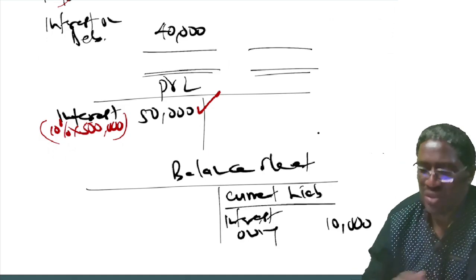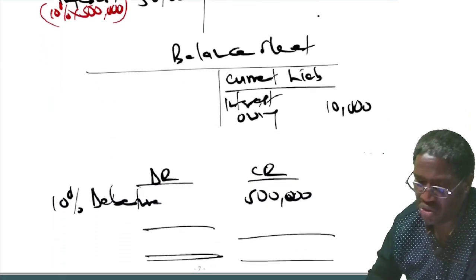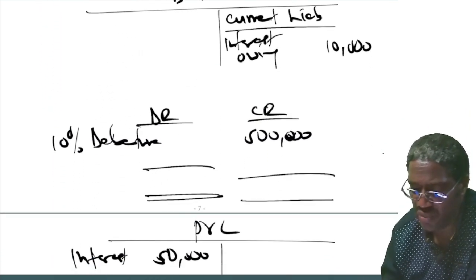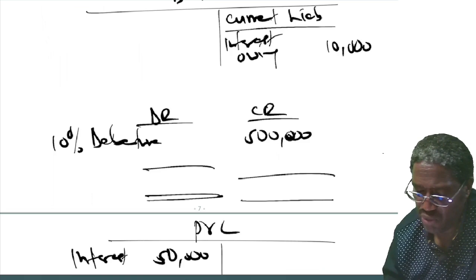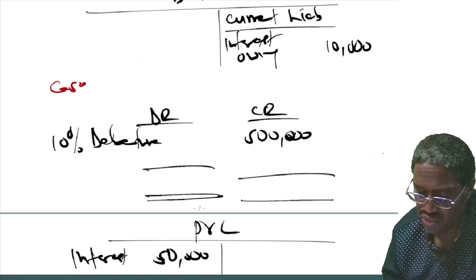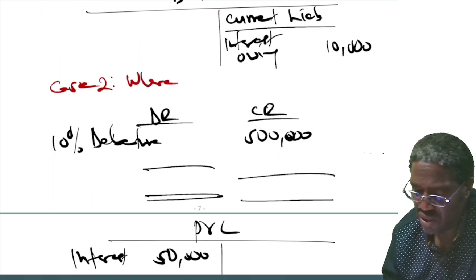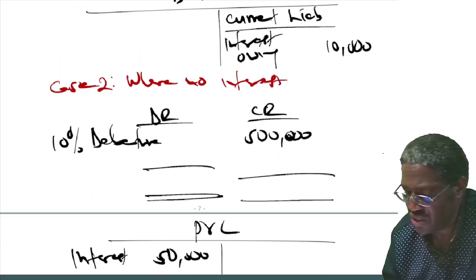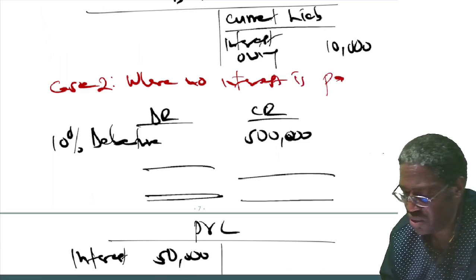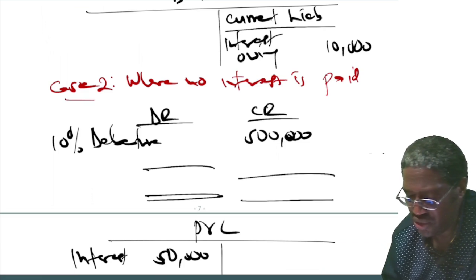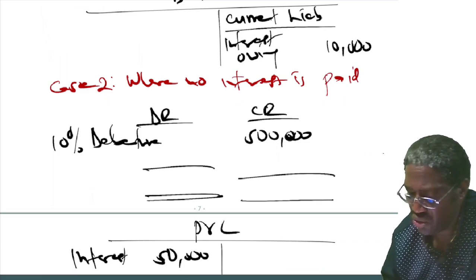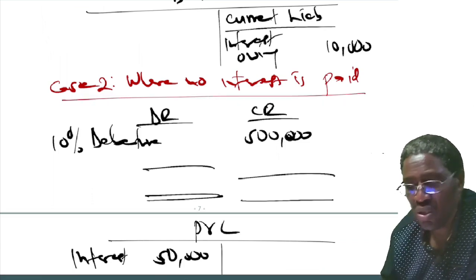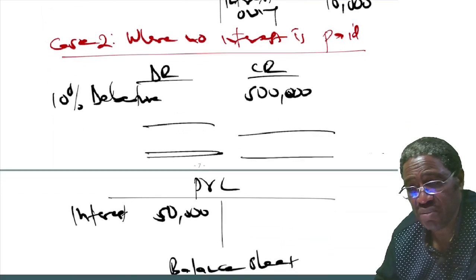Good. Thank you. Now let's go to case 2. Show again like you are preparing a trial balance. But before you prepare it, call it case 2, where no interest is paid. Show it as a case 2, where no interest is paid.